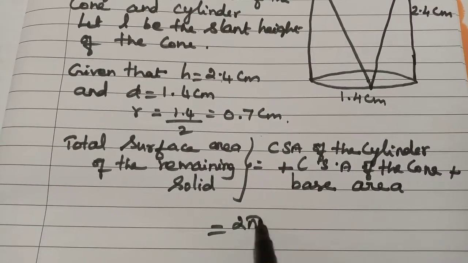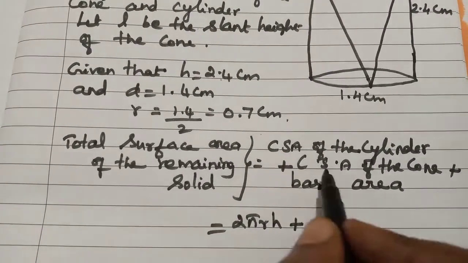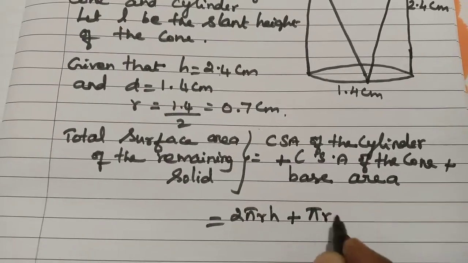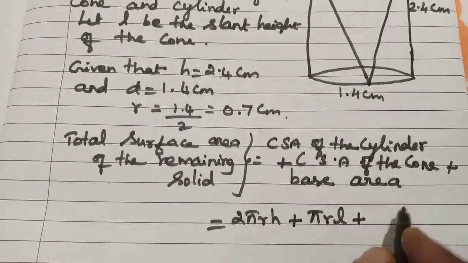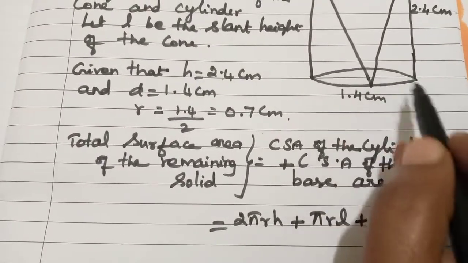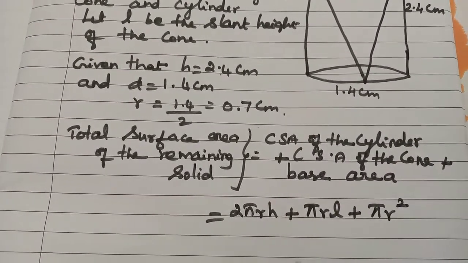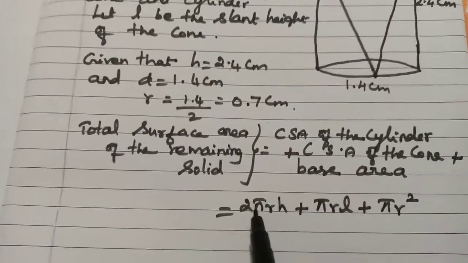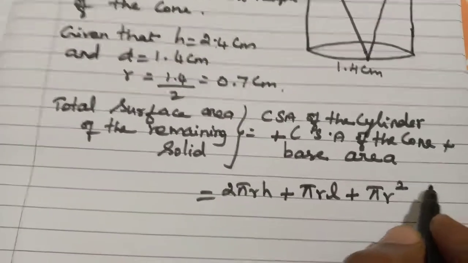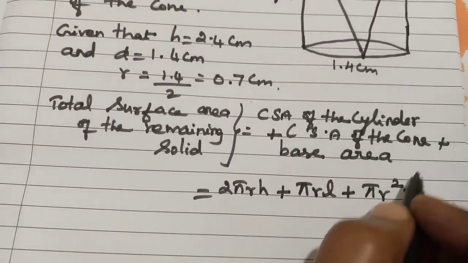2 pi rh plus, what is the CSA of the cone formula? Pi rl plus, what is the base area formula? Base is in the circle form, so the area of circle formula is pi r square. Base area is pi r square. Common value we can take it out. Here the unit we have to write is square units.